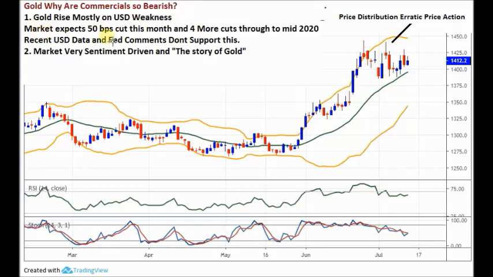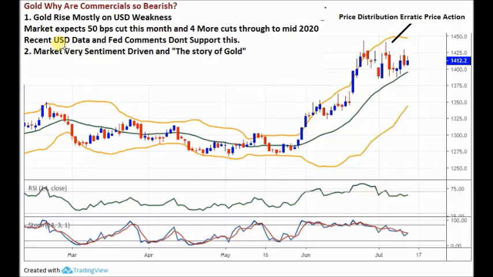The market has decided that the Fed is going to cut rates this month by 50 basis points, which I've noted in our Forex videos. It's a big cut, and they're discounting that this month, and they're discounting more cuts through to mid-2020. That's a lot of cuts, and the Fed comments don't support this number of cuts at all. They've just said they're going to be cautious, nothing more than that. And the recent US data hasn't been too bad at all.